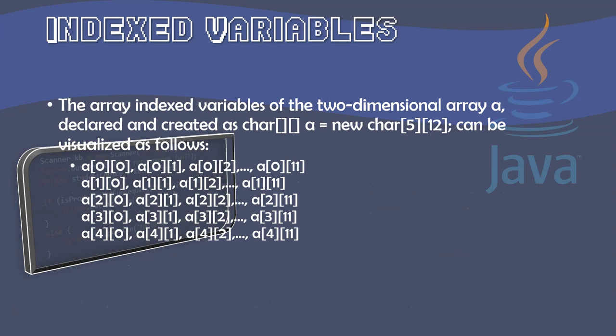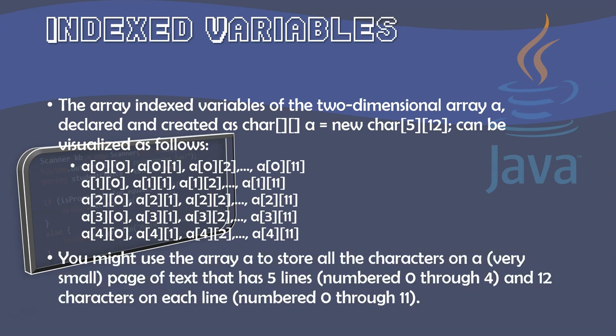So if we talk about the index variables of a two-dimensional array called A, declared and created as char[][] A = new char[5][12], we can visualize it as follows. A[0][0], A[0][1], A[0][2], so on and so forth, all the way down to A[4][0], A[4][1], and so on. Now you might use the array A to store all the characters on a very, very small page of text that has, let's say, 5 lines, numbered 0 to 4, and 12 characters to each line.